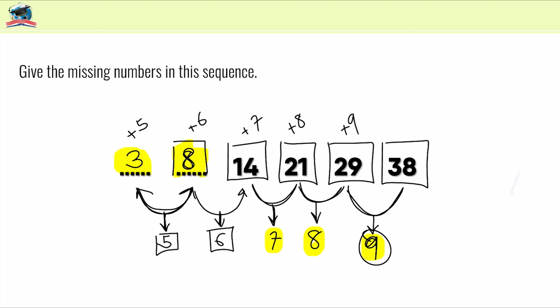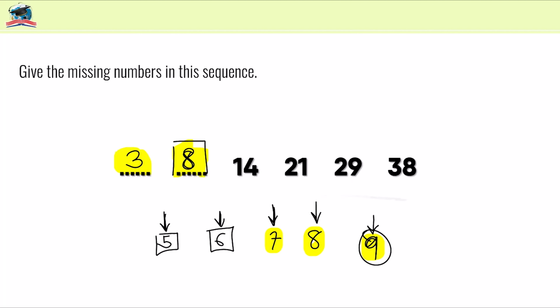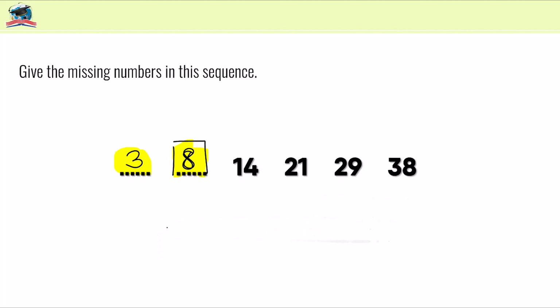Good. We remove this. Beautiful. This goes, and this goes, and this goes, and then we're left with this. So for this question, give the missing numbers in the sequence. The answer is 3 and 8. Beautiful.